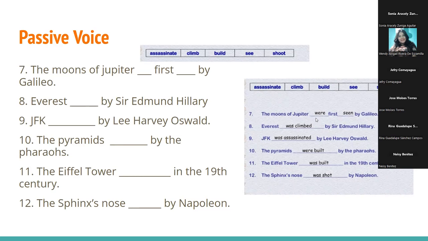For example, the moons of Jupiter were first seen by Galileo. Everest was climbed. Climbed is the past participle of climb, right? That is a regular verb. By Sir Edmund Hillary. JFK was assassinated by Lee Harvey Oswald. The pyramids were built by the pharaohs. Pharaohs is faraones, right? The pyramids were built, fueron construidas. The Eiffel Tower was built in the 19th century. And the Sphinx's nose was shot by Napoleon. Shot, okay? So all is the same, right? All of these are past participles.